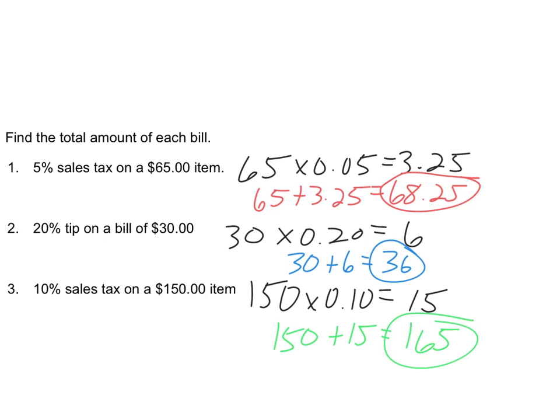So on the first one, if you take the total cost times the sales tax, you get 3.25. Add that to the original $65, giving you a total of $68.25. Second one, 30 times the 20% gives you 6. You add that 6 to the original 30 and you get a total bill of 36. Third one, 10% of 150 is 15. Add that to the original 150 and you get a total of 165.